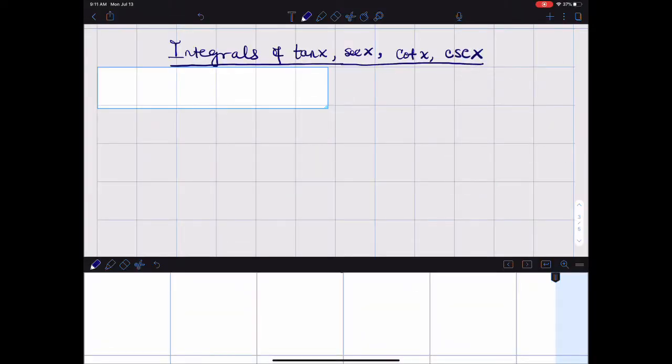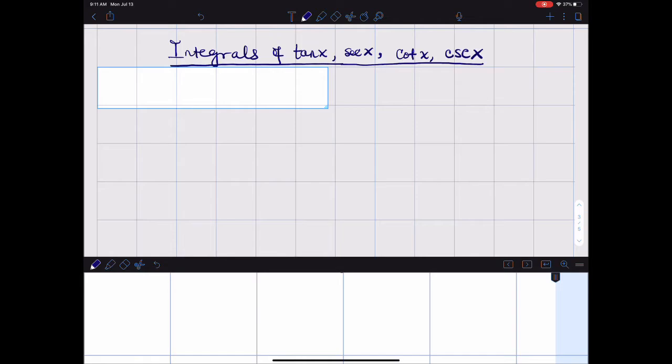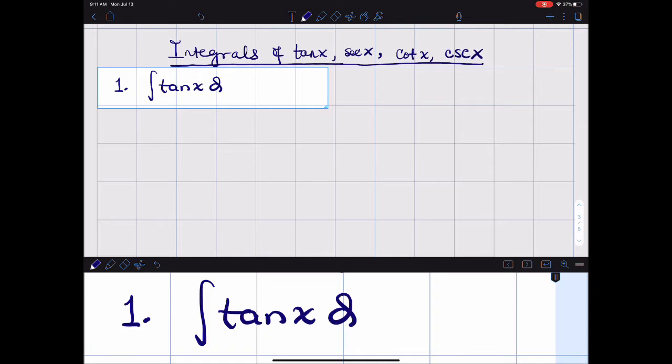So now let's look at some trig integrals that look quite simple, but they're not as simple as, they're not that straightforward. They're actually easy, but not straightforward. Let's put it that way. The first one is the integral of tangent of x dx. I think we tried this in class.